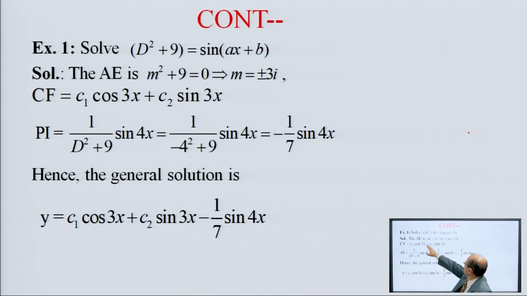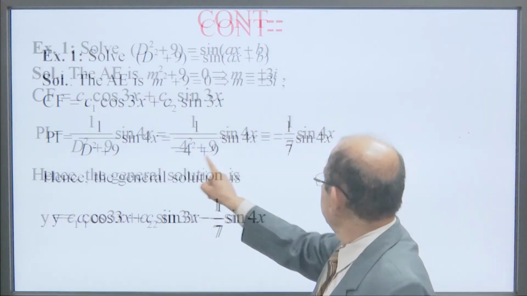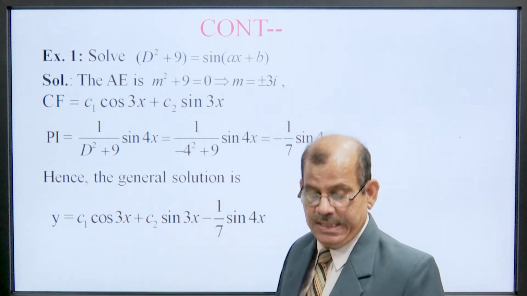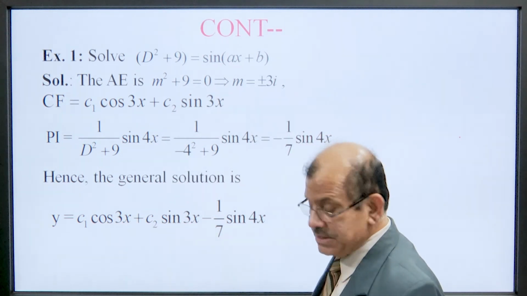D² − 9: the auxiliary equation is m² − 9 = 0, which means m = ±3i. We have already obtained the complementary function for the complex roots, C1 cos 3x + C2 sin 3x. Particular integral is 1/f(D). Here D² is replaced by −4, and −4 − 9... gives −1/4. Hence the general solution is the complementary function plus the particular integral.